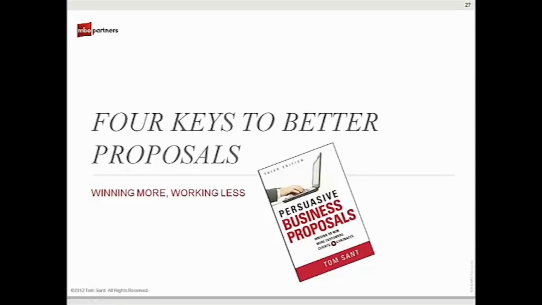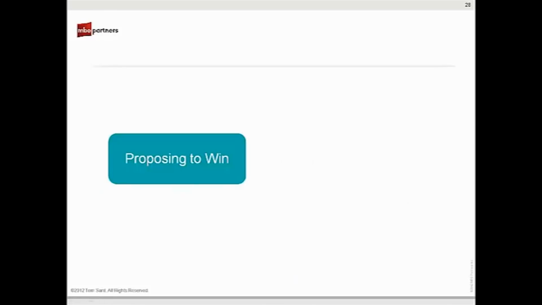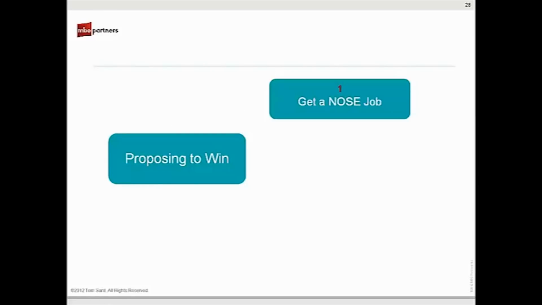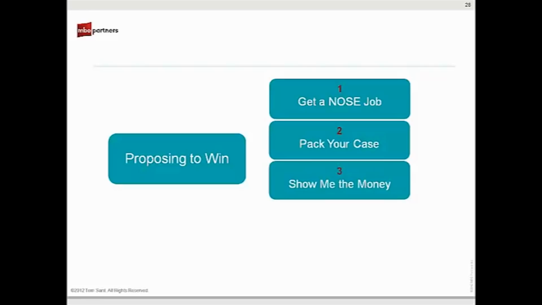I got to tell you, it will work, and this was in virtually every sector of business, including government consulting, all the professional services, finance, IT. It covers the gamut. So let's take a look. What are they? We're talking about, number 1, get a nose job. What? Number 2, patch your case. Number 3, show me the money. And number 4, kiss for life. All right, cute titles, but what do they mean?